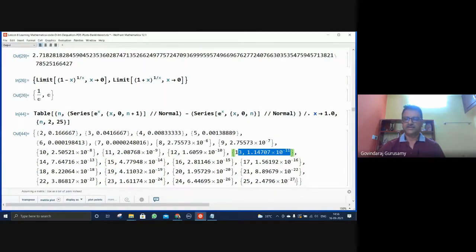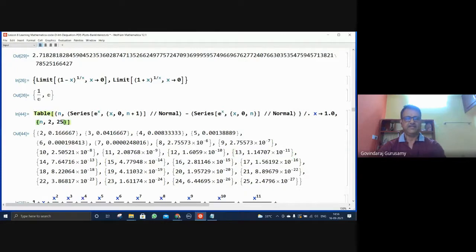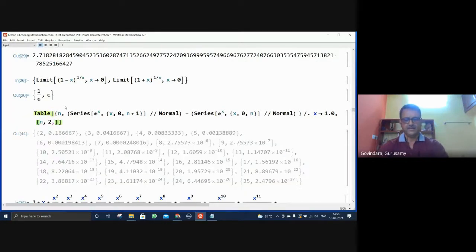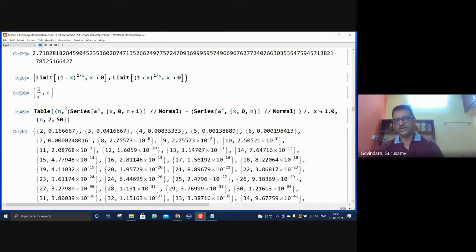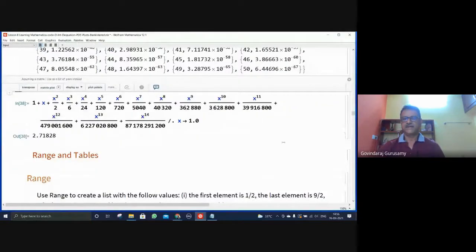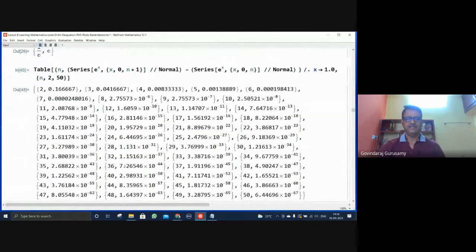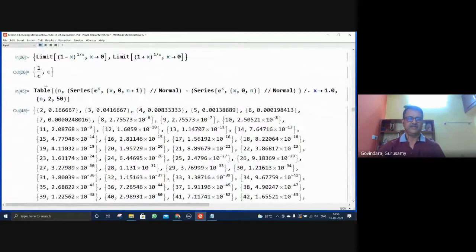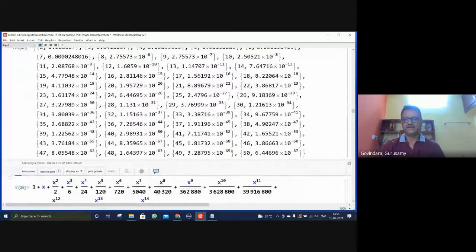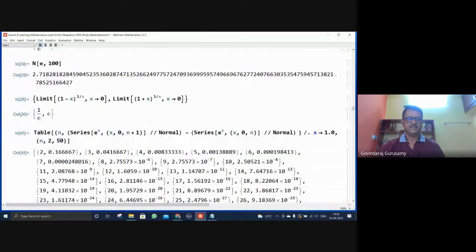See, 10 power minus 27. And if you go beyond this, for example, I can have a number up to 50, because it can evaluate even up to 50 and show the numbers. Look at the number capability of this Mathematica. You can see the difference in here. So 2 orders in the 10 power minus 65, this is 10 power minus 67. You can go on like this.